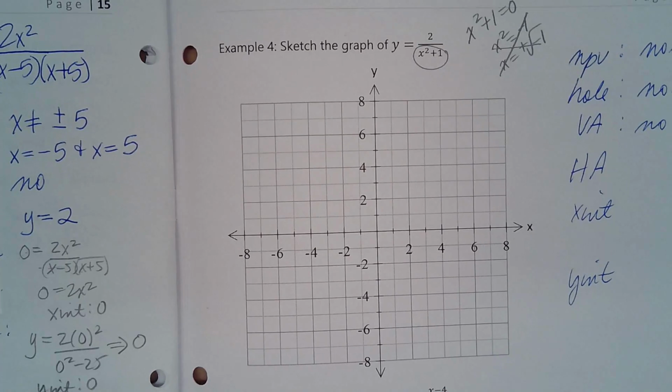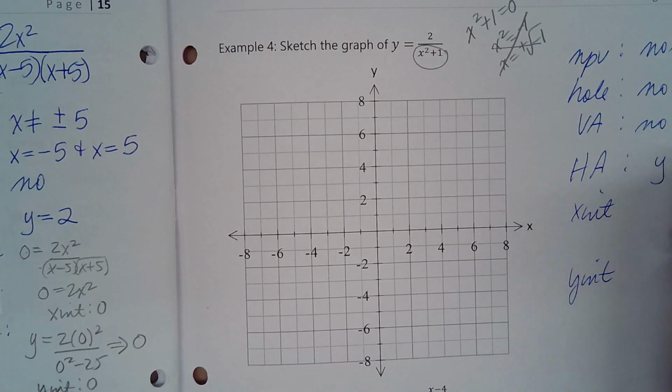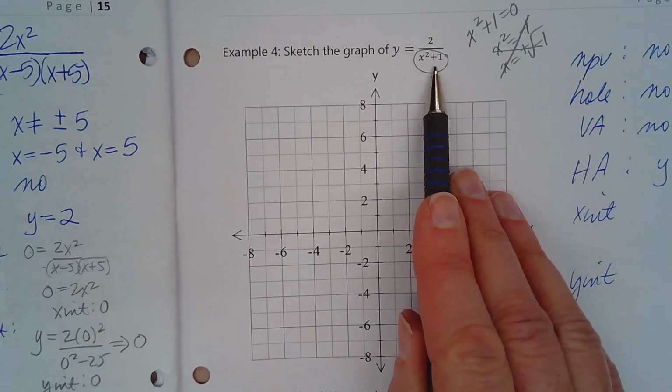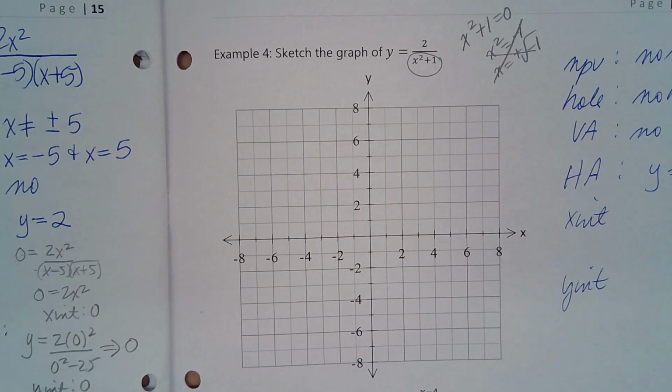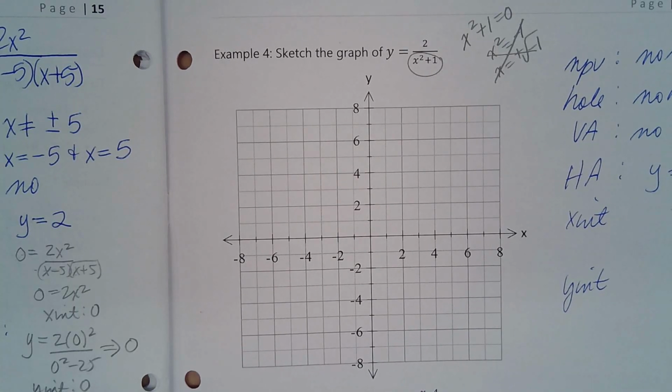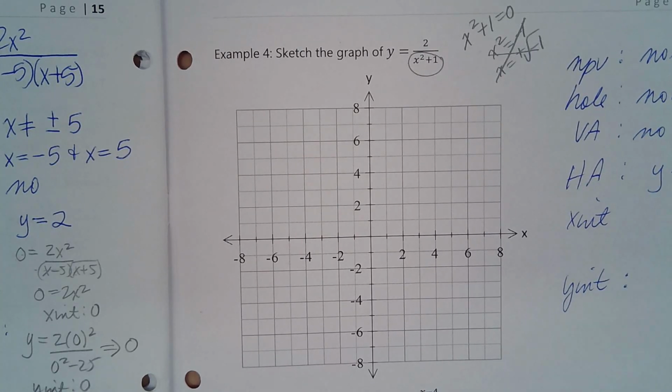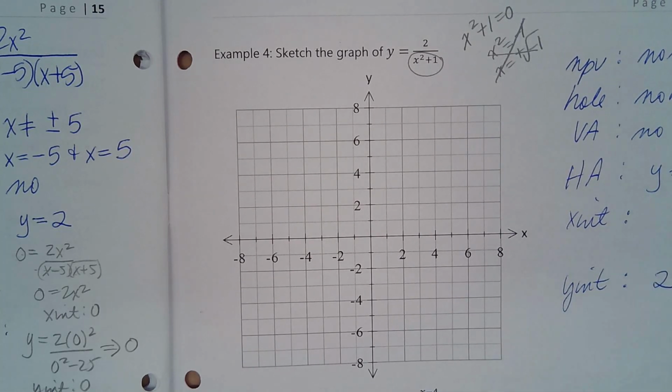But is there a horizontal asymptote? And why is it y equals 0? I agree. Why? Yeah, the higher power of x is on the bottom, there is only x on the top. Okay, x-intercept, y-intercept. What's the y-intercept? 2. And x-intercept? None.